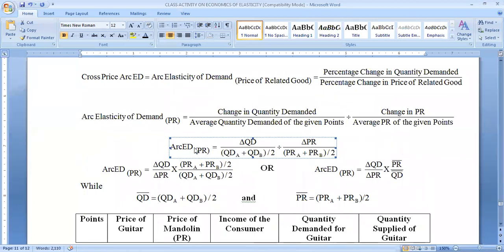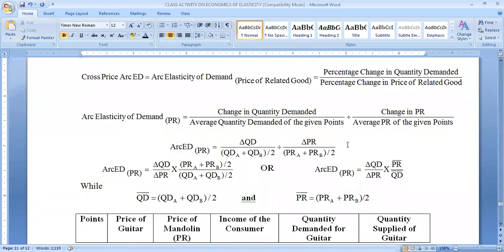So arc elasticity of demand with respect to price of related good can be written as change in quantity demanded equals delta QD, and average quantity demanded can be written as quantity demanded at point A plus quantity demanded at point B divided by 2. Then the sign of division appears, and afterwards the denominator becomes, I mean, delta PR over the average price of 2 points, right?